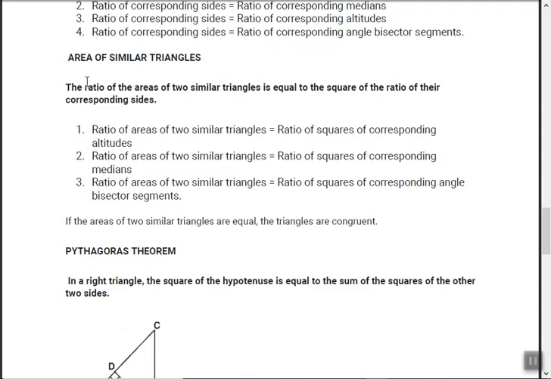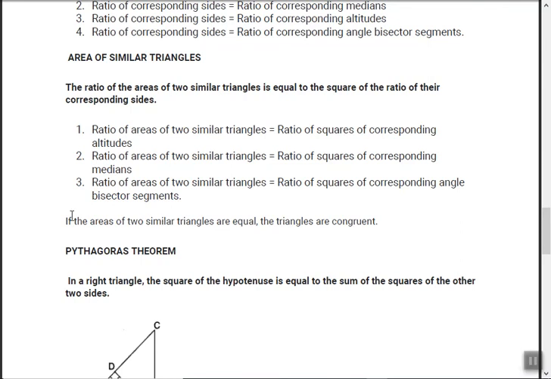Again, for areas, the ratio of areas of two similar triangles is equal to the square of the ratio of their corresponding sides. Means the ratio of areas of two similar triangles equals the ratio of squares of the corresponding altitudes, or the ratio of squares of the corresponding medians, or the ratio of squares of the corresponding angle bisector segments. Either of these three ratios of squares becomes the ratio of areas of two similar triangles.